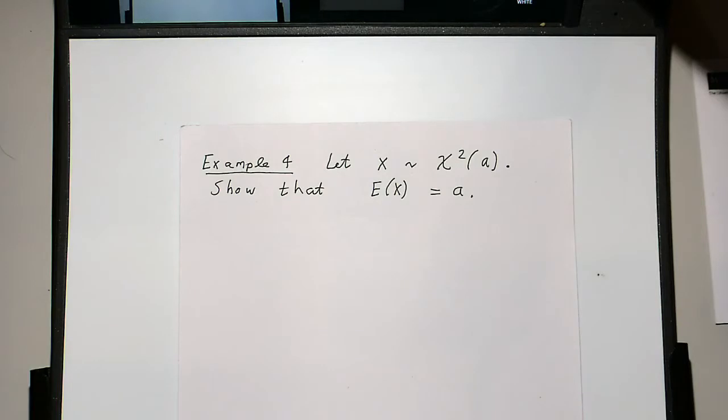This is the chi-square distribution, right? One of the properties I gave you here: if x is a chi-squared variable with a degrees of freedom, then the expected value of x is equal to a. Now, how would you show this, guys? If I ask a question like this, how would you do it?